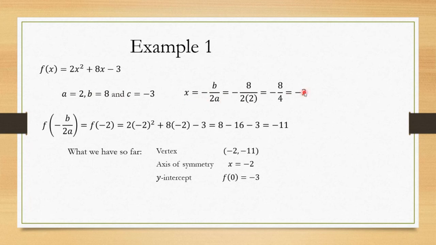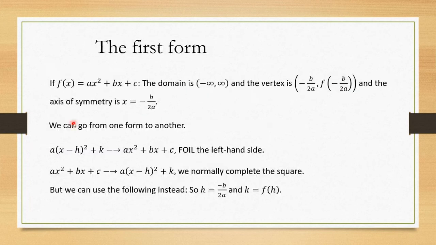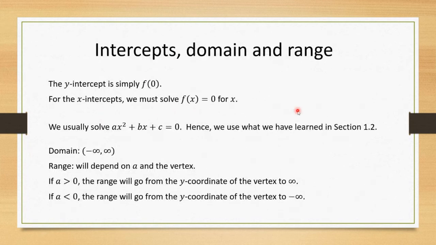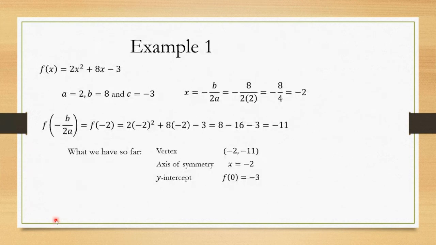For the y coordinate, we just do f of minus b over 2a. Oh, wrong slide, sorry. There we go. That's f of minus 2, which is 2 times minus 2 squared plus 8 times minus 2, minus 3. Again, we just plug it into the function. And you work that out, you end up getting minus 11.